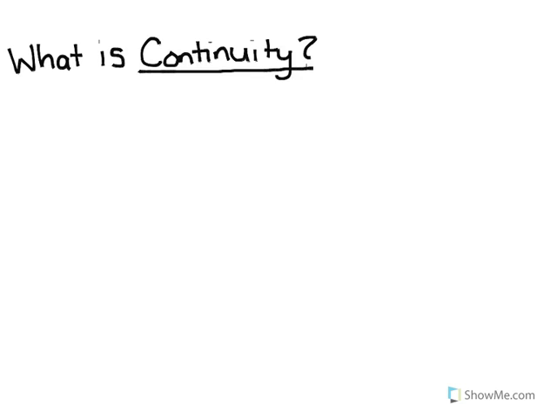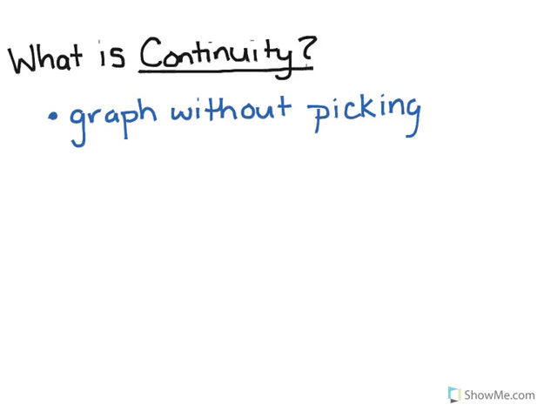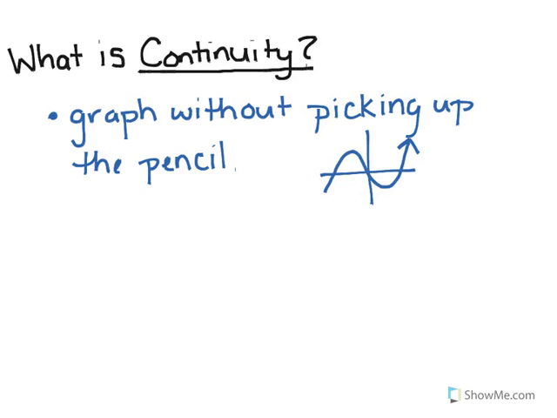So one of the main topics for today is continuity. So I ask you to think, if I tell you that a function is continuous, what does that usually mean about the graph? The first thing that people usually tell me is that you can graph it without picking up the pencil. A good example of this would be a polynomial, like a parabola or a cubic function. I can draw the entire thing without ever picking up my pencil.